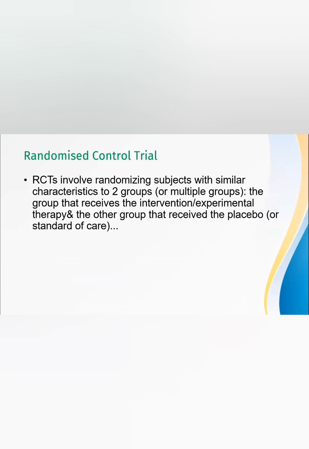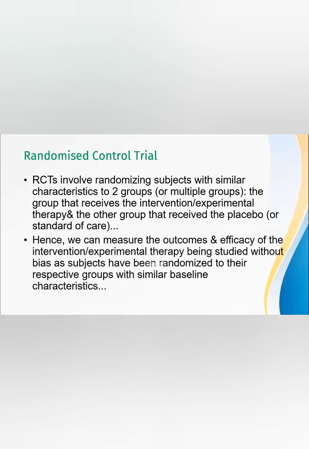The randomized controlled trial involves randomizing subjects with similar characteristics to two groups or multiple groups: the group that receives the intervention and the other group that receives the placebo. The randomization is typically performed by using computer software, manually or by other means.